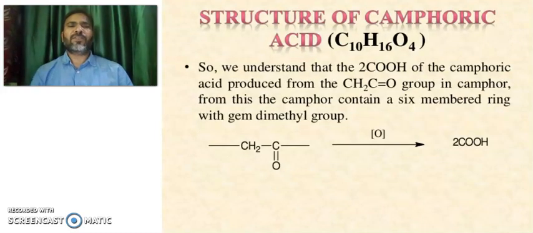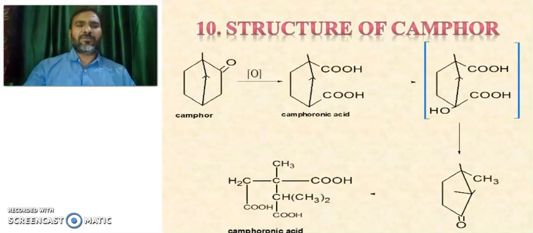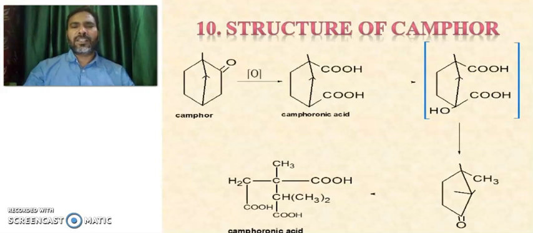Now friend, structure of camphor. The 2 COOH groups of camphoric acid are produced from the CH2CO group in camphor. From this, camphor contains a 6-member ring with gem-dimethyl groups. You can see CH2CO gives 2 COOH on oxidation. So the structure of camphor is like that. Camphor gave camphoronic acid. You can see the gem-dialkyl group is present, and this is the structure of camphoronic acid.